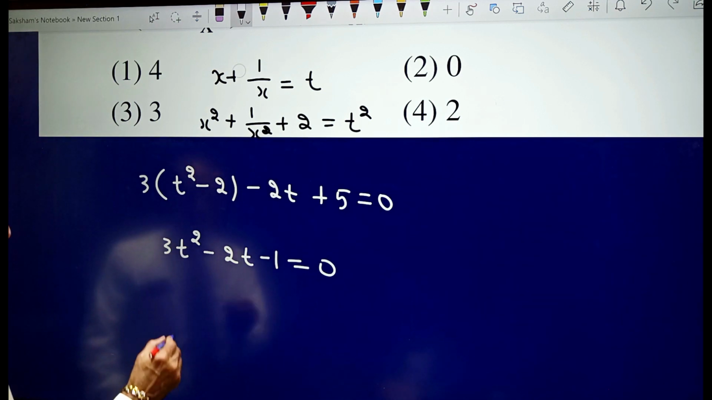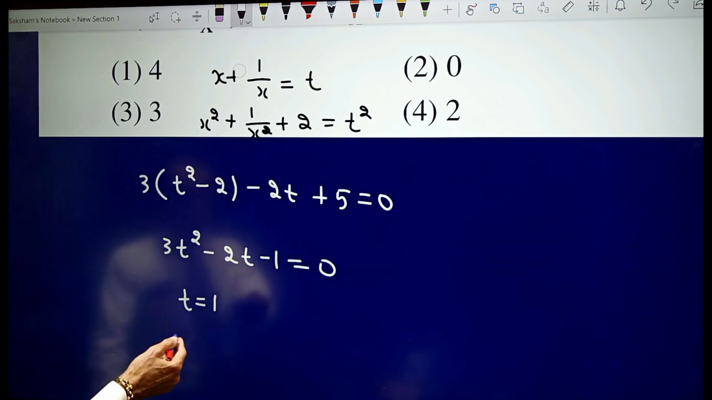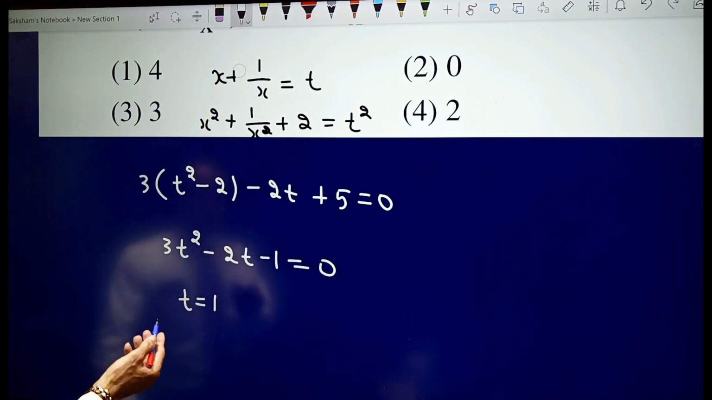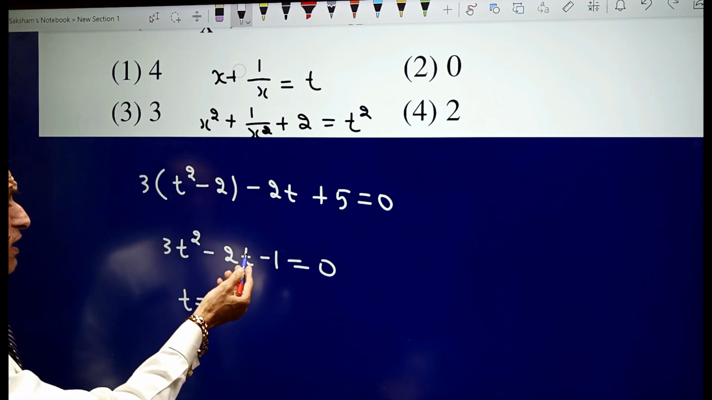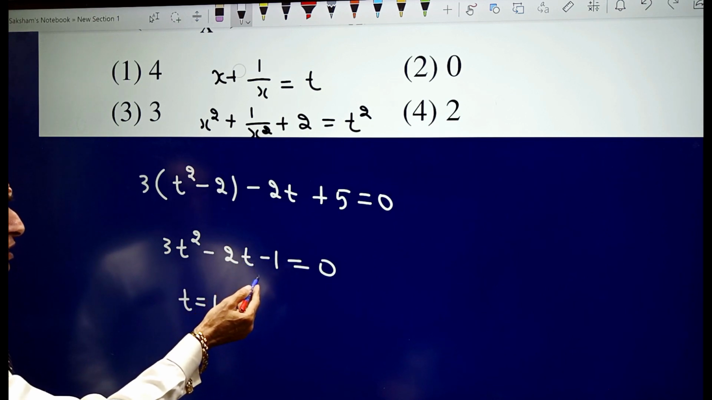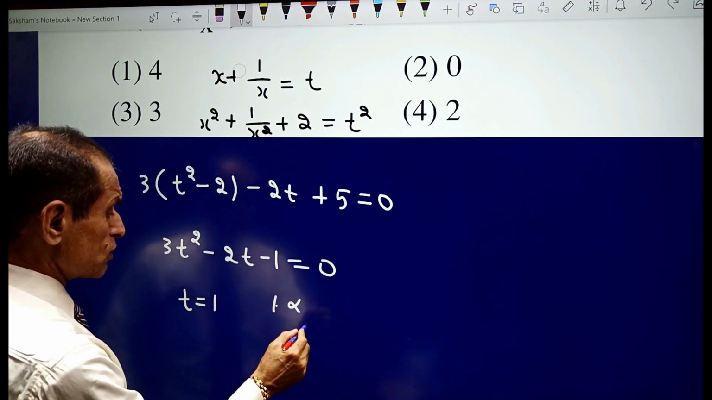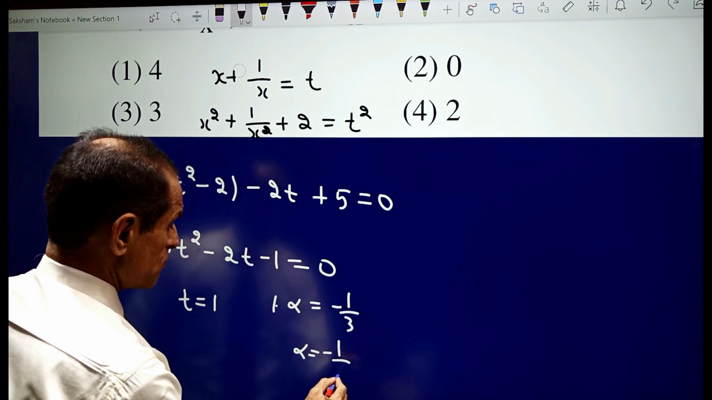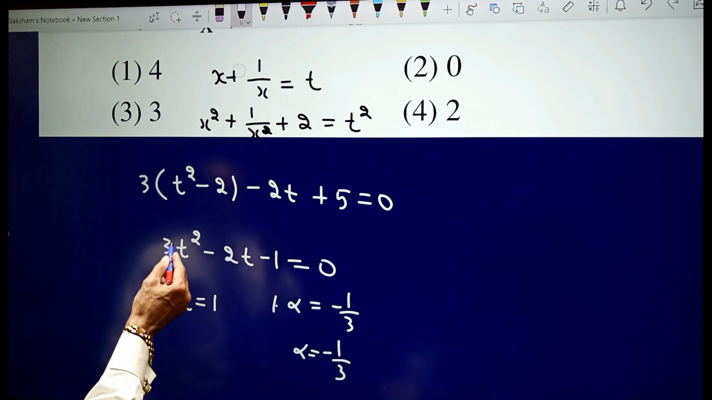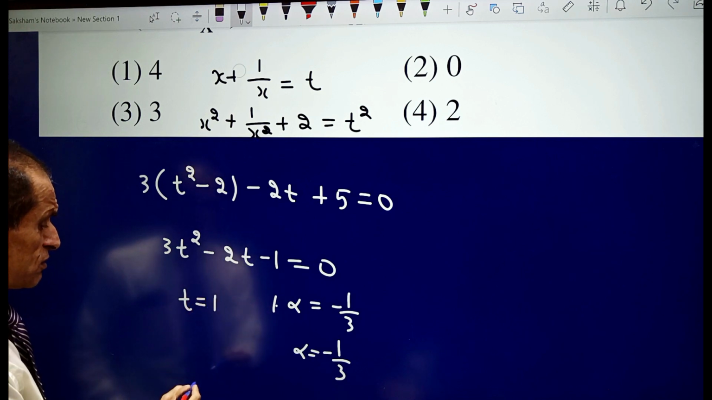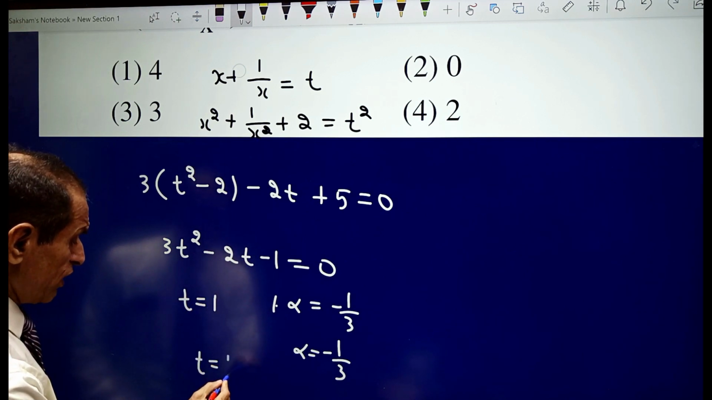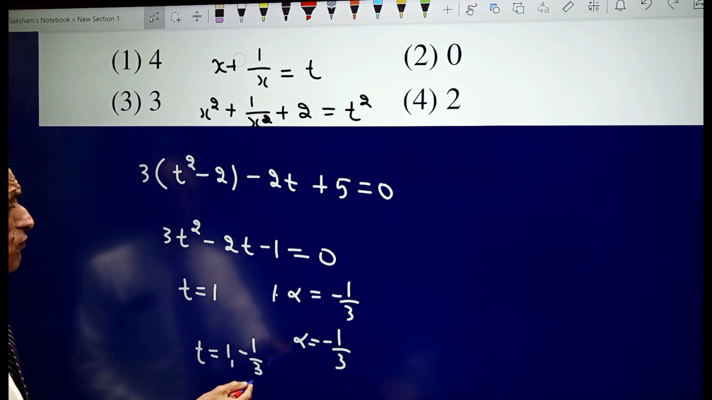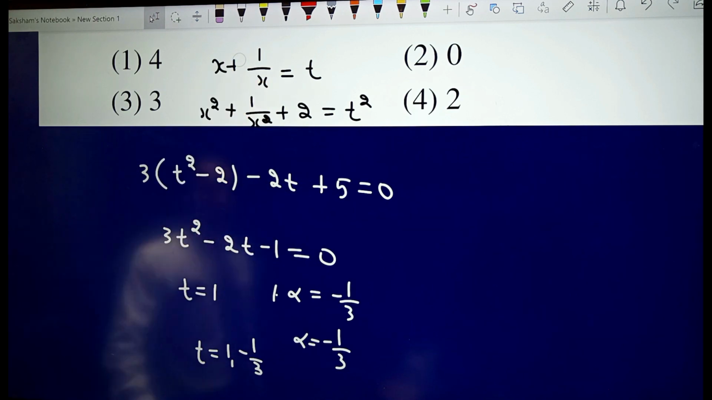Clearly, one root of this equation is 1, because by putting t equal to 1, the left hand side becomes 0. And if one root is known to you, keeping the fact that the product of roots is minus 1 by 3, if the other root is alpha, 1 into alpha will be minus 1 by 3, hence alpha will be minus 1 by 3. That is, the roots of this are 1 and minus 1 by 3.